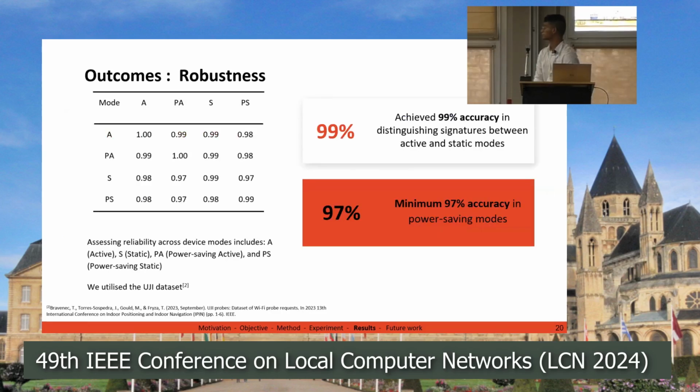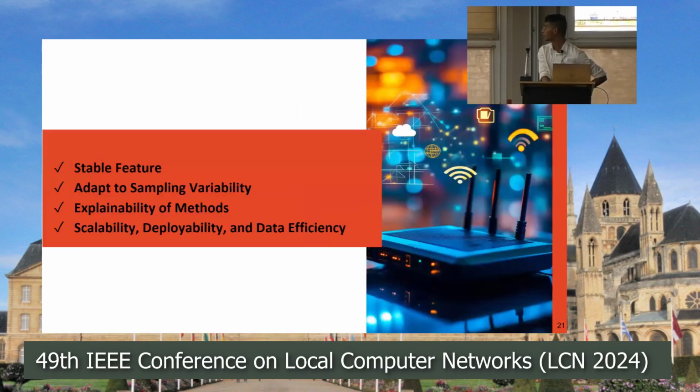The other thing I mentioned was, as you get different devices, the mode of the device affects your changes of probe frame. So what we did was we subset the data set according to active, passive, standby, and power saving, and we compared and checked our robustness. We were still able to achieve 99% accuracy against a device being power saving versus normal usage.